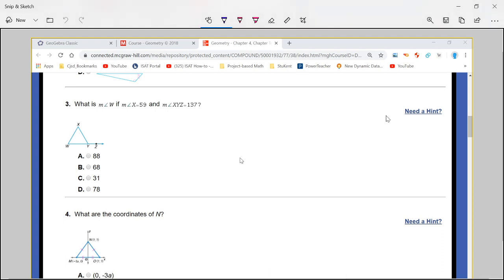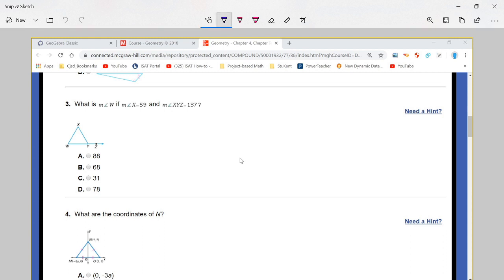All right, I'm going to draw this a little bit bigger here. I'm having problems with zooming. But I basically have a triangle that looks like this, right? And they want to know what the measure of W is, which is this angle right here. They want to know what is W.